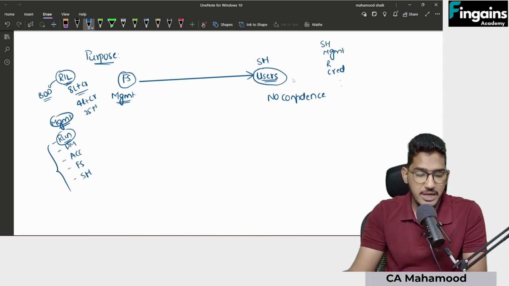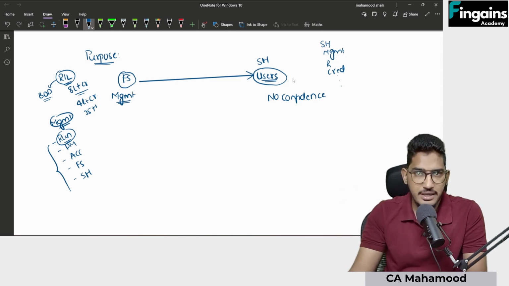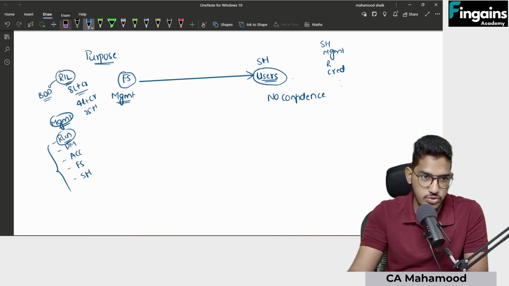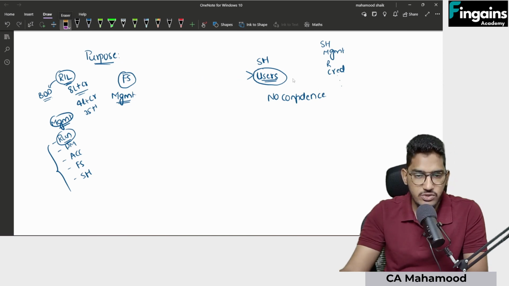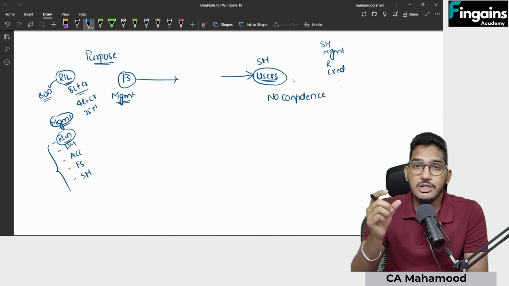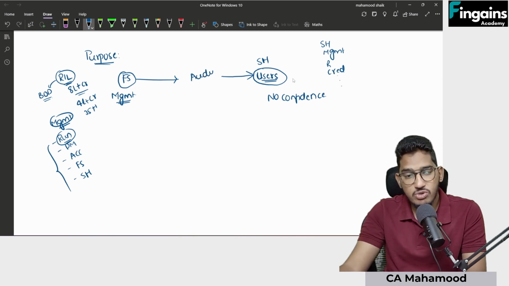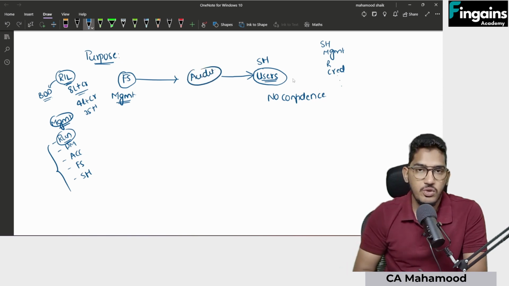Definitely not. Why? Because management is running the show. Management is only preparing the financial statements. So industry has realized it. Management is preparing financial statements, but users do not have confidence in those financial statements. They are having doubts. So what the industry has thought is, after the financial statements are prepared, but before they reach any user, in between, an independent qualified person should verify those financial statements. That process we call audit.